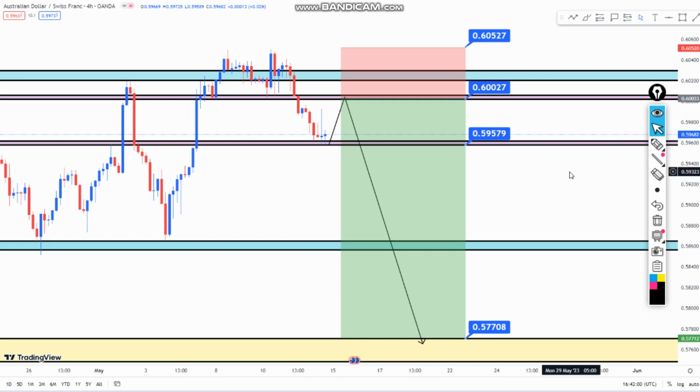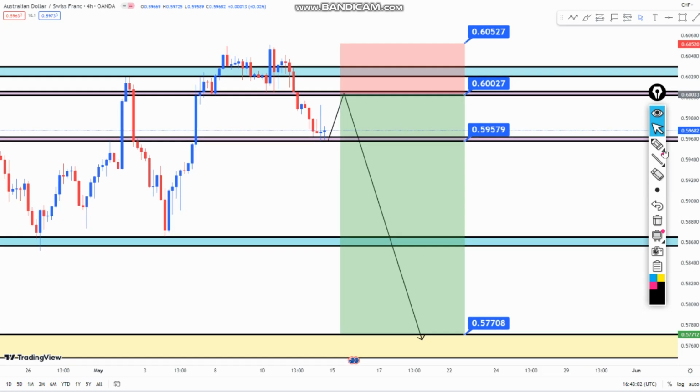All right, so there's only one thing that can make this setup invalid. That's if price does not come back for exhaustion for us to pick our sell here to a downside and then continuously moves from here to a downside, this setup will become invalid. That means that you have to readjust and look for another possible sell entry again to the downside. So that is it for AUDCHF.